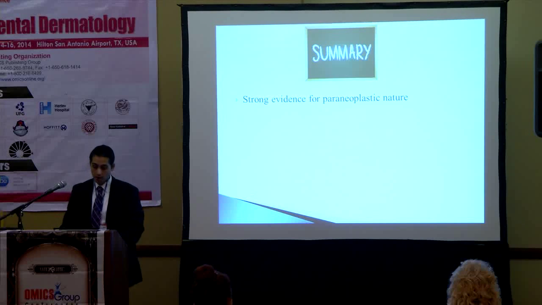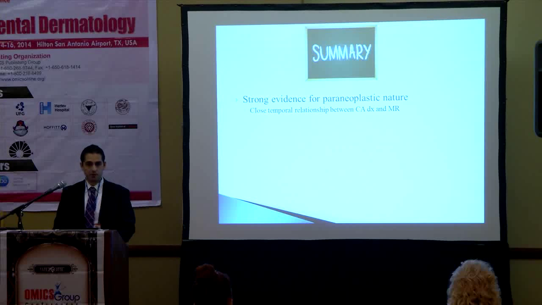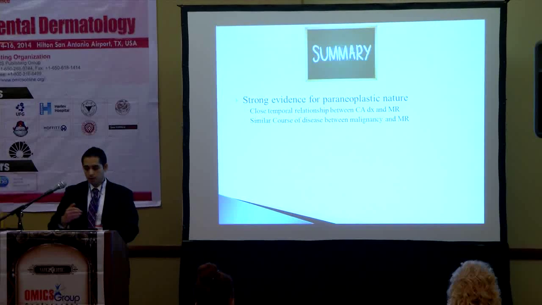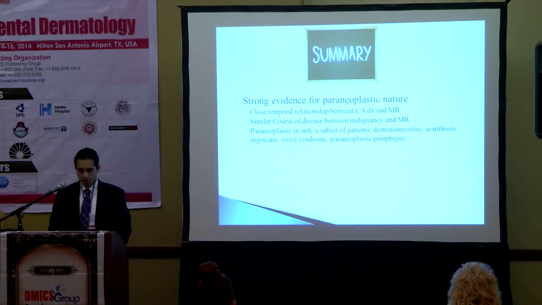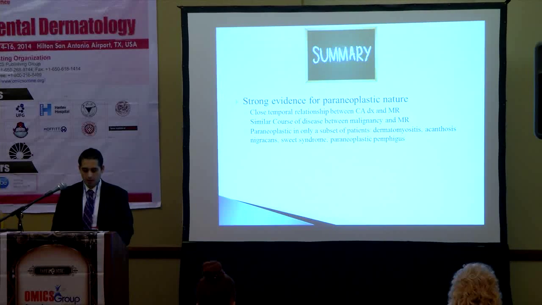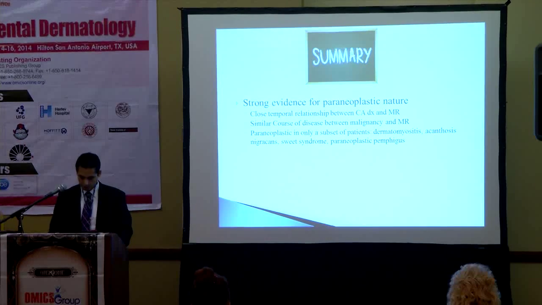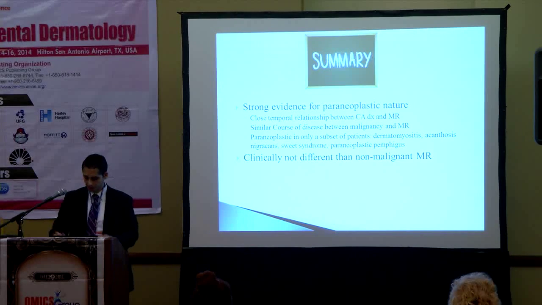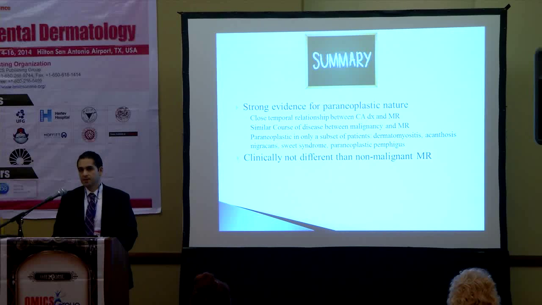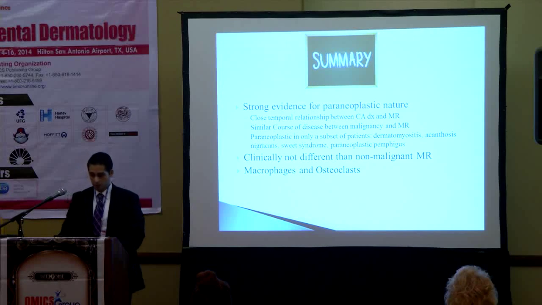So in summary, there is strong evidence for the paraneoplastic nature of this condition, as we found that there was a close temporal relationship between the cancer diagnosis and MR. There was a similar course of disease between the malignancy and MR. And also, we know that there are other dermatoses, such as dermatomyositis, acanthosis nigricans, Sweet syndrome, and paraneoplastic pemphigus, that are paraneoplastic in only a subset of patients, just like MR. We found that clinically, this cohort was not any different than the non-malignancy MR cases, so it's not a distinct subset of MR. And we know that macrophages and osteoclasts are central cell types in this condition.